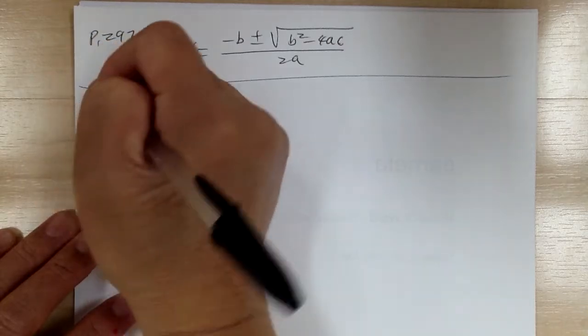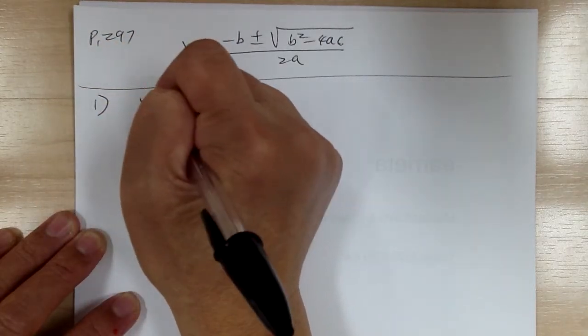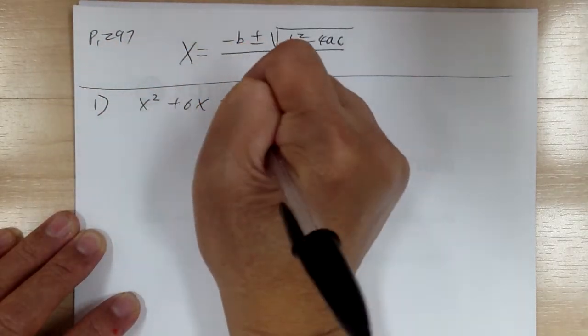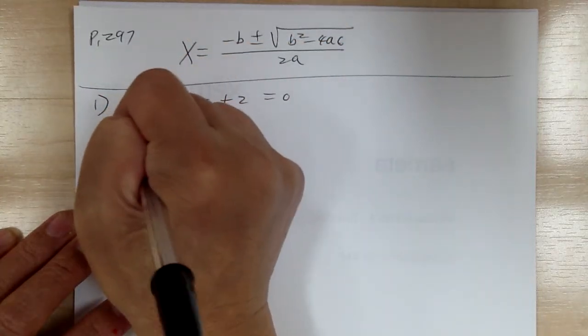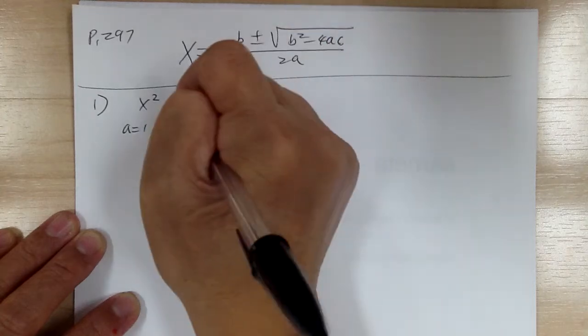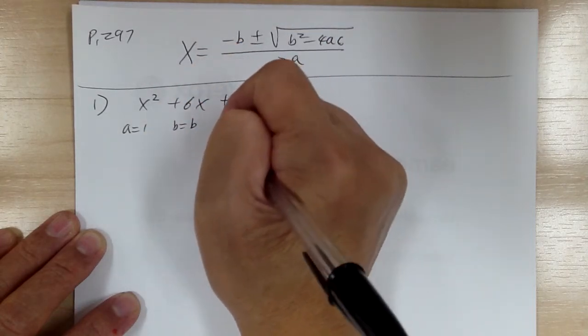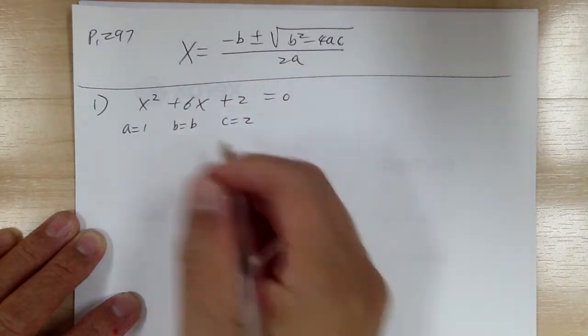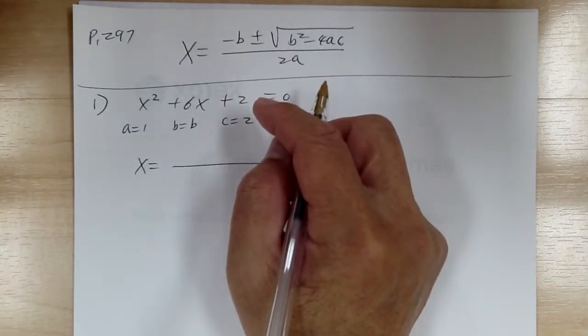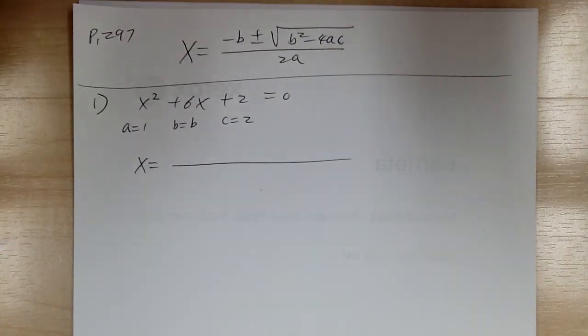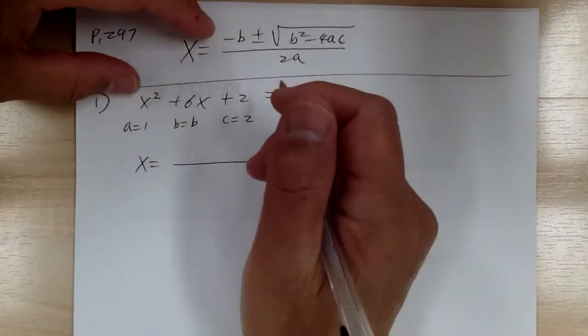Okay, so let's go and do number 1. So you get x squared plus 6x plus 2 equal to 0. It's better to go and write down your ABCs, so that way when you substitute, you can cut down on mistakes. Okay, so x equal to, now make sure you have this ready. So first thing you do is you just go and substitute. Do not do anything else.